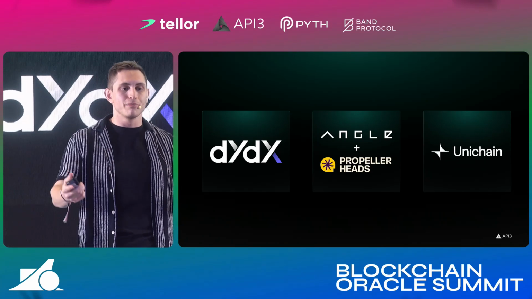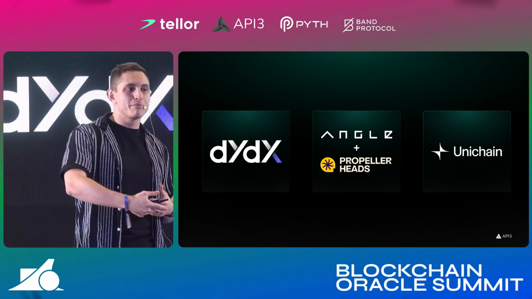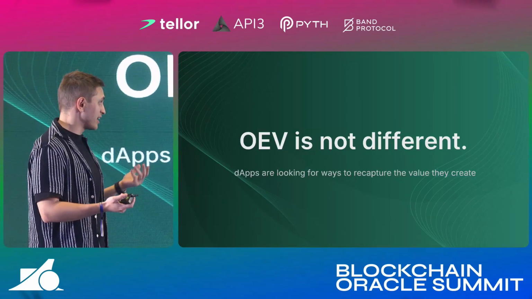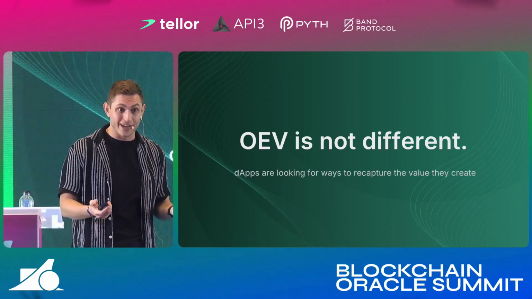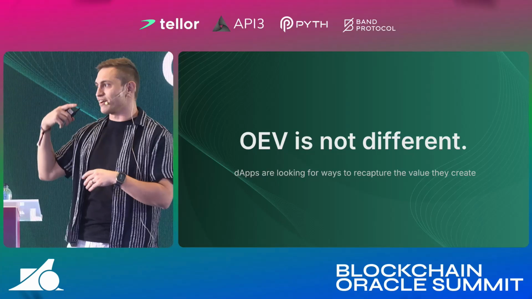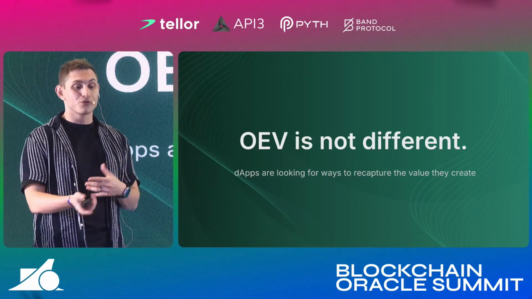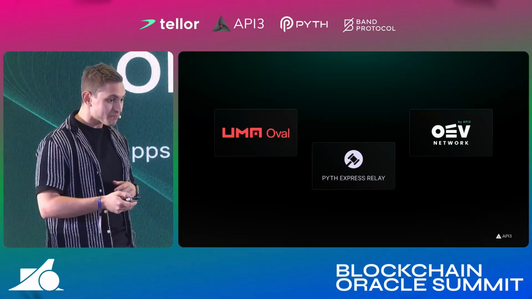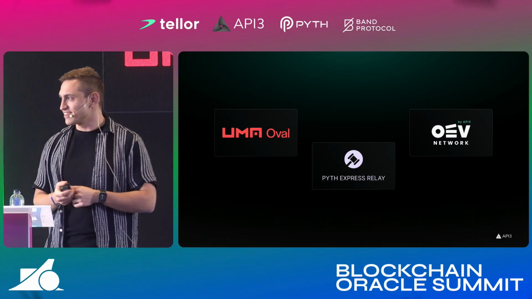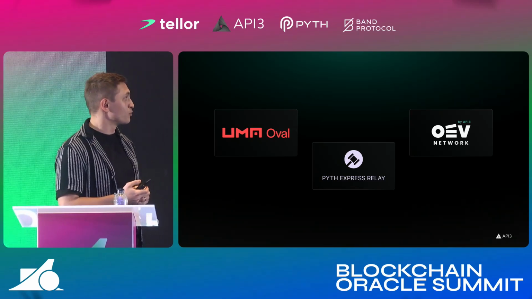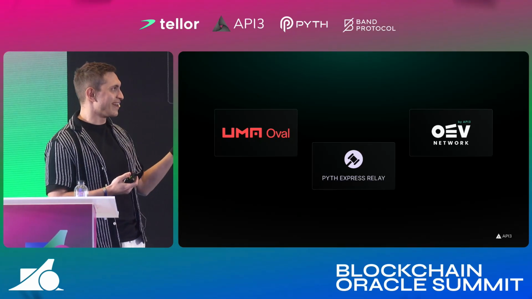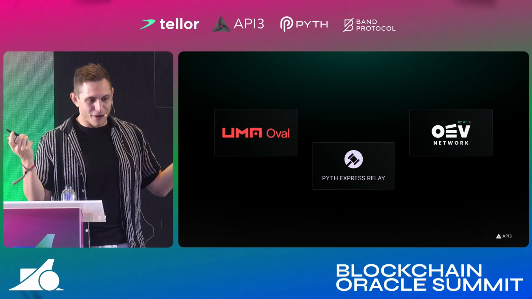You see slowly people doing a lot more to keep the value that their applications create. And OEV is not different. dApps are looking for ways to recapture the value that they create surrounding oracle updates. And because of that, you have a lot of people like Yuma, like us, like Pyth, building solutions to recapture that value. So this is what we'll be looking at and presenting. I'm going to start off with Yuma's Oval because they released roughly in January. Then I'm going to go into Pyth's Express Relay and obviously finish with our solution.